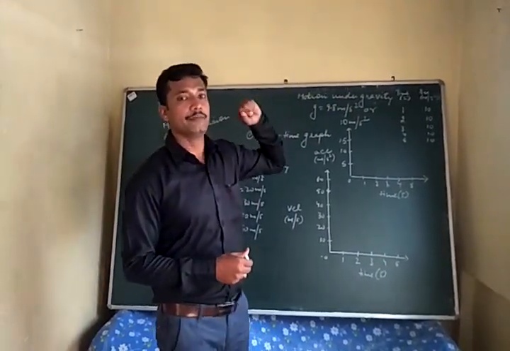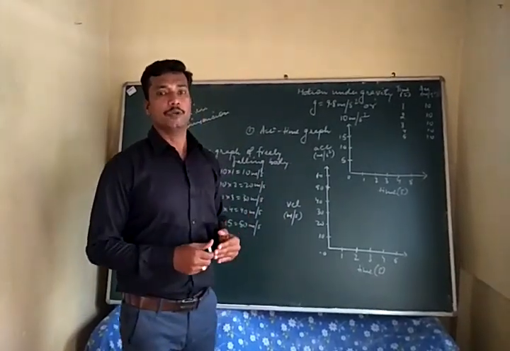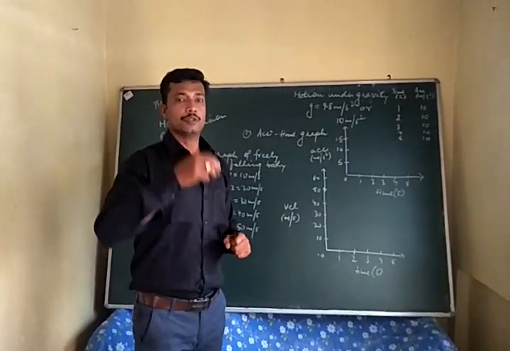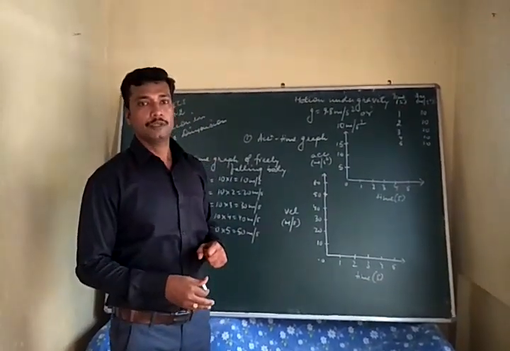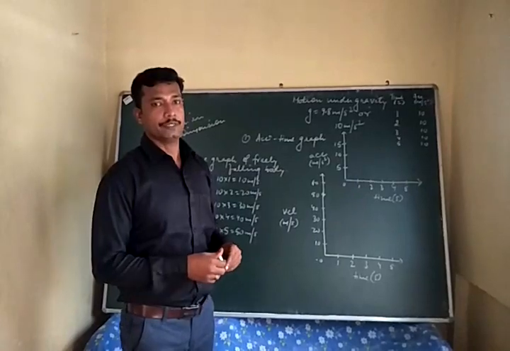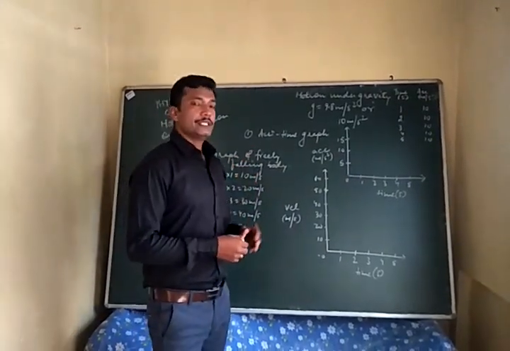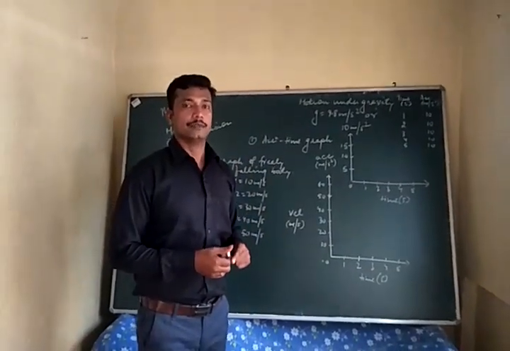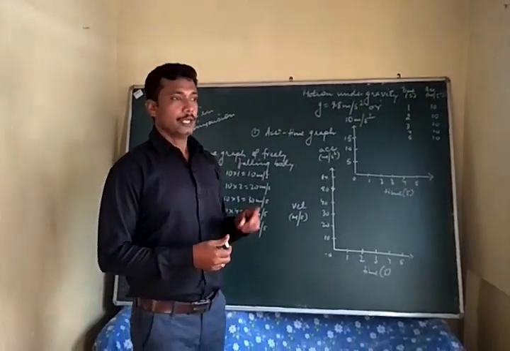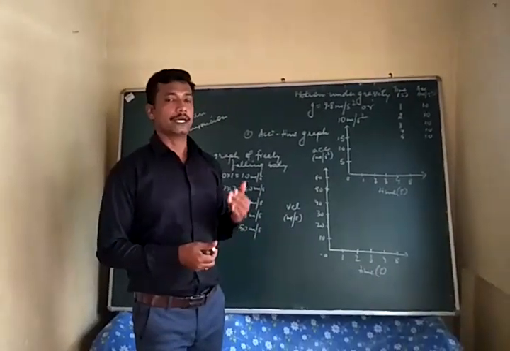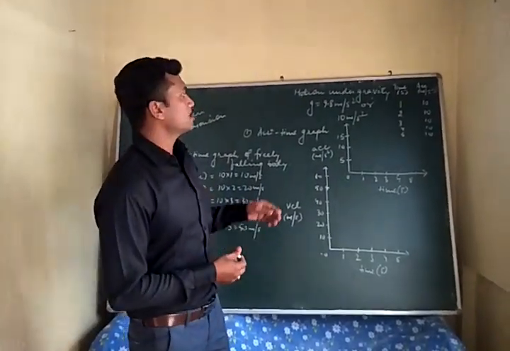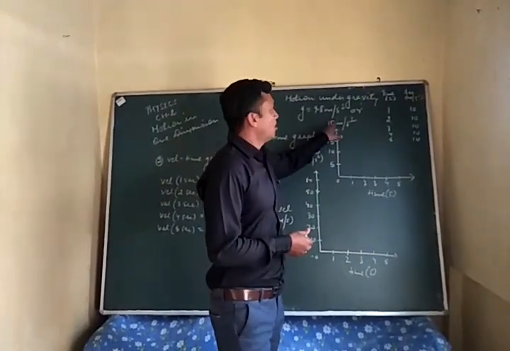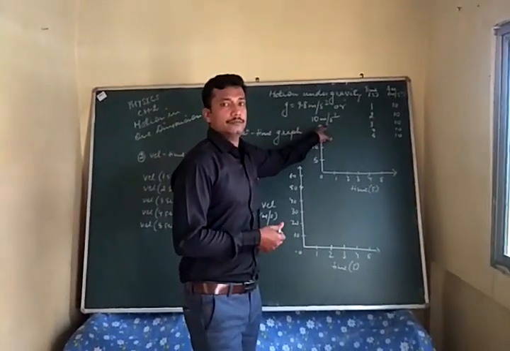Motion of a body under gravity means a freely falling body. That is, when you drop any body from some height, it falls freely towards the ground. That is called the motion under gravity. And we have already seen that such motion always has a uniform acceleration, a constant acceleration. That is, when a body falls freely under the action of gravity, it falls with an acceleration of 9.8 meter per second square or 10 meter per second square.